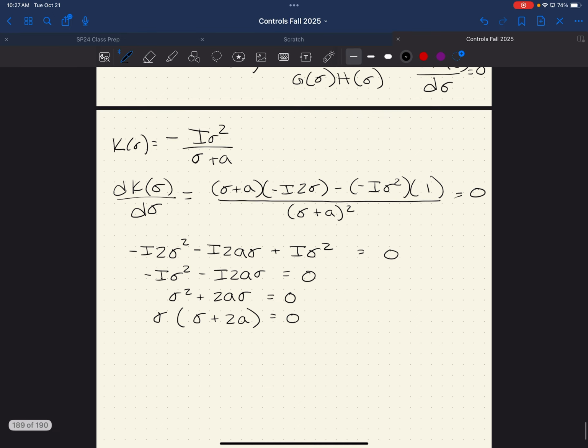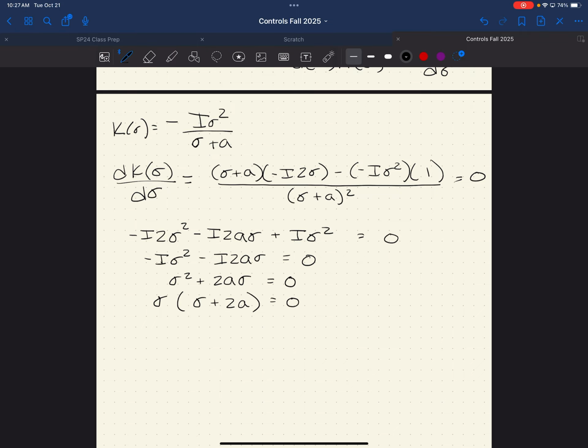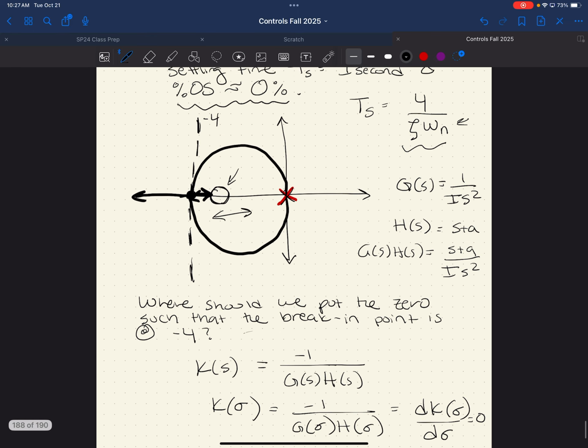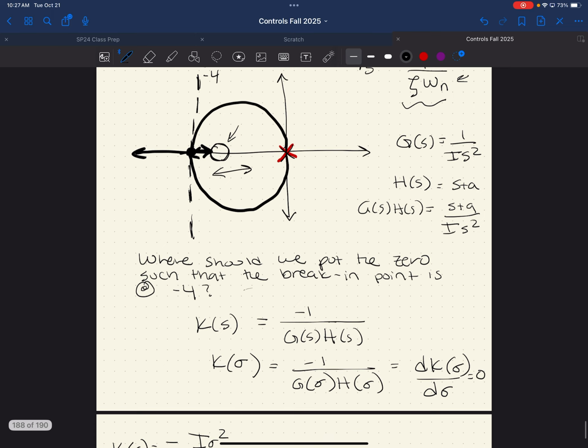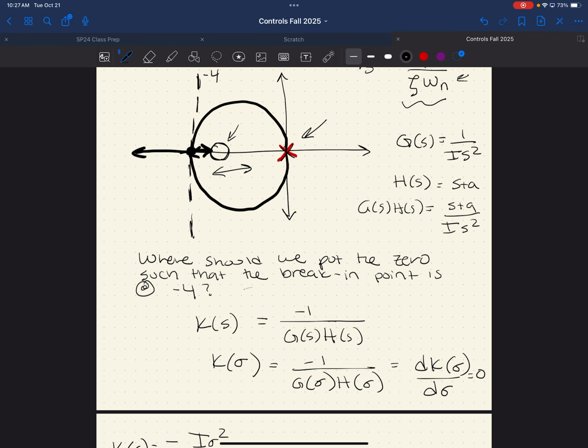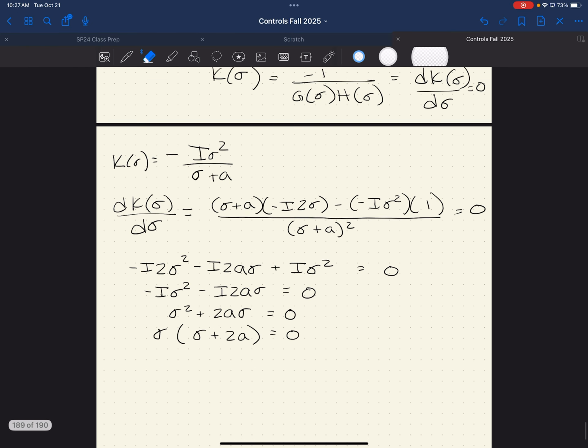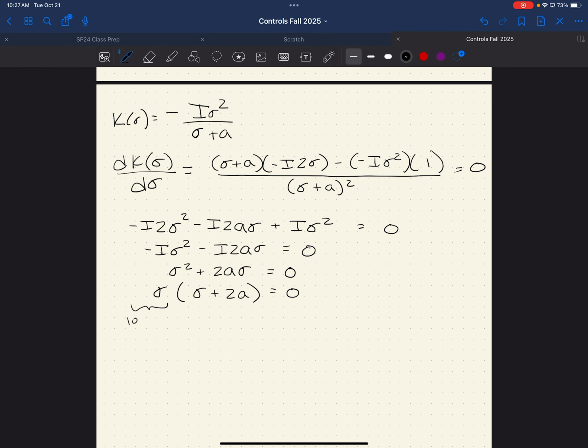Okay, so our break-in point, well, actually, tell me, in our root locus, if we go back up, do we have both a break-in and a breakout point? Yeah? Which do you think is our breakout point? Sigma equals 0, right? We already knew that because we had both of our poles at 0. We know that's our breakout point, which means our break-in point has to be when the other term goes to 0. So this is the location of the breakout point. This is the location of the break-in point. And that's the one that we wanted to control, right? We want to set where that break-in point happens.